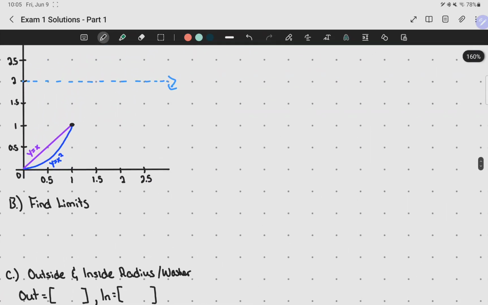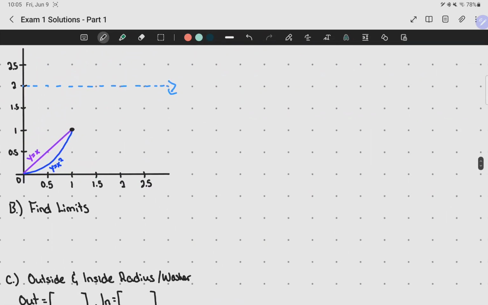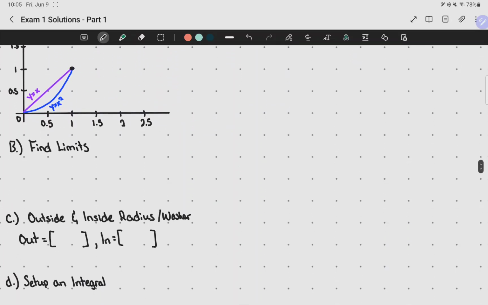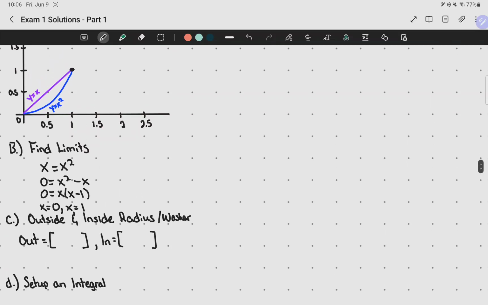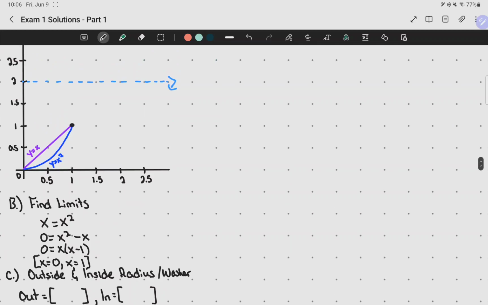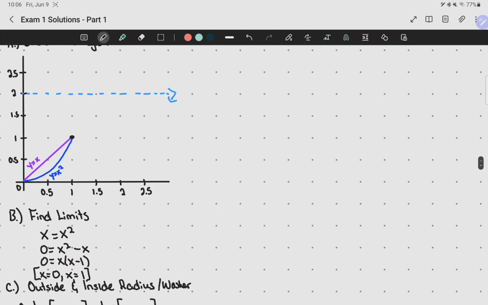To start, we're going to set our equations equal to each other. So x equals x squared. I'm going to subtract x from both sides and factor out an x, giving x times (x minus 1). So x equals 0 and x equals 1. Okay, so those are going to be our limits. We have a point of intersection at (1, 1).